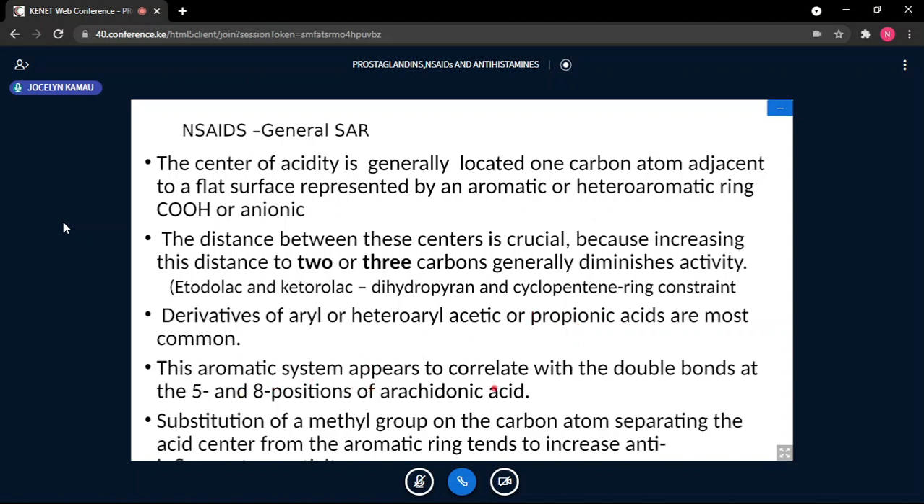This aromatic system, we have already said, correlates to the double bonds at positions 5 and 8 of arachidonic acid. Again, very important, because there must be structural similarity between these drugs and arachidonic acid, so that they can bind the COX enzyme, for which these two compounds are competing. Substitution of a methyl group on the carbon atom separating the acid center from the aromatic ring tends to increase anti-inflammatory activity.